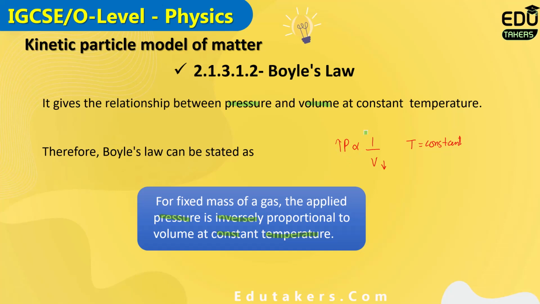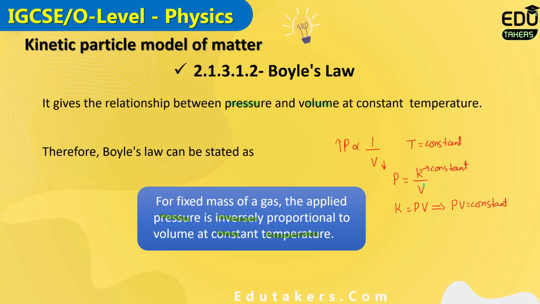See this equation: if I have to remove this sign of proportionality, I have to replace it with the equality sign. So I need to put here some constant. I write P is equal to K divided by V, where K is the proportionality constant. I can write this equation as K is equal to PV. What does this mean? PV is equal to constant.